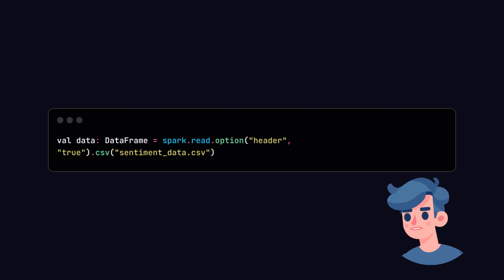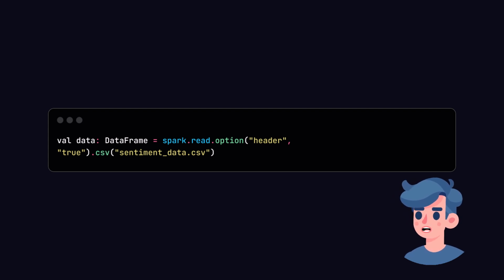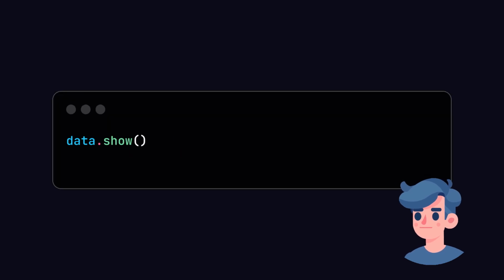For this tutorial, we will use a simple CSV file containing text data and sentiment labels. Make sure you have a file named sentiment_data.csv in your project directory. Here's how to load the data. Let's take a quick peek at the data we just loaded. We can use the show method to display the first few rows.